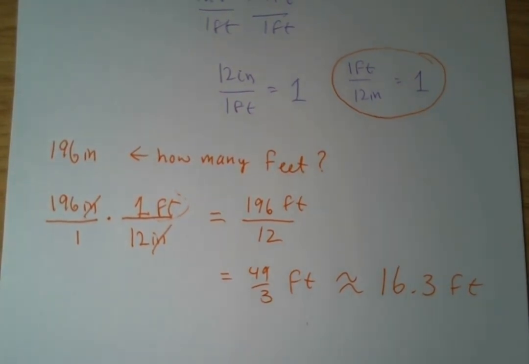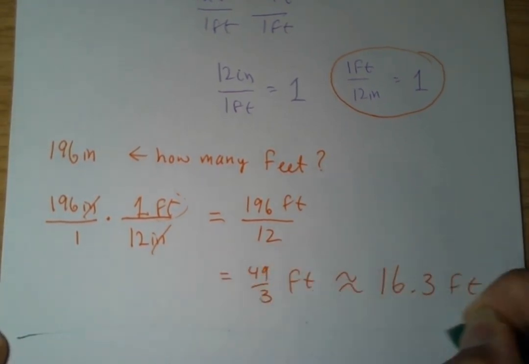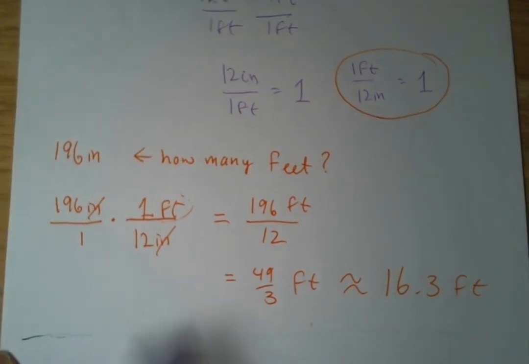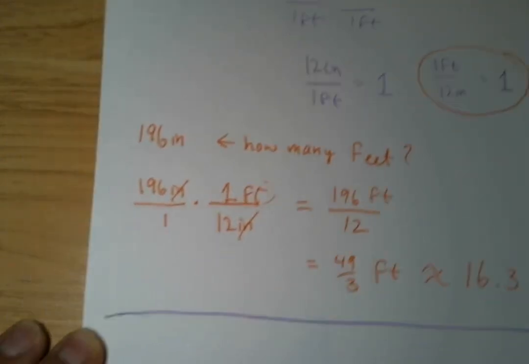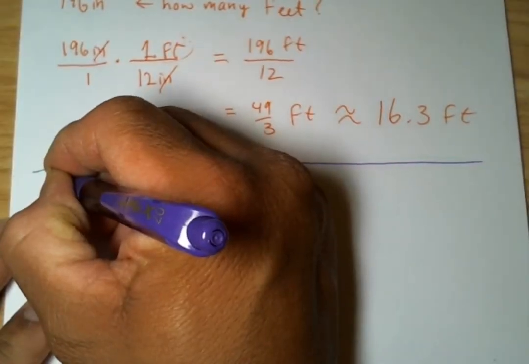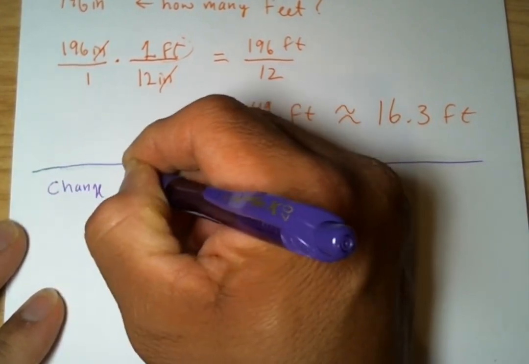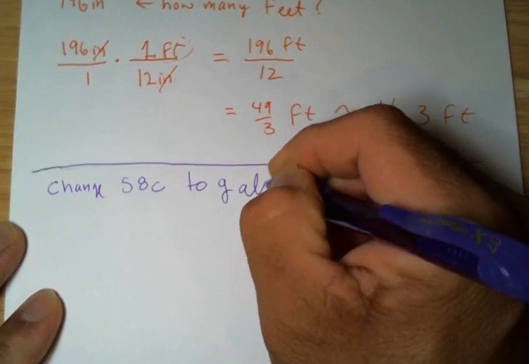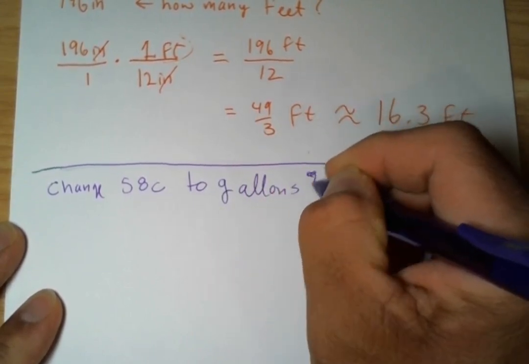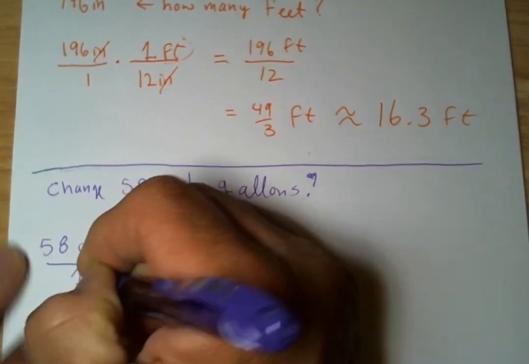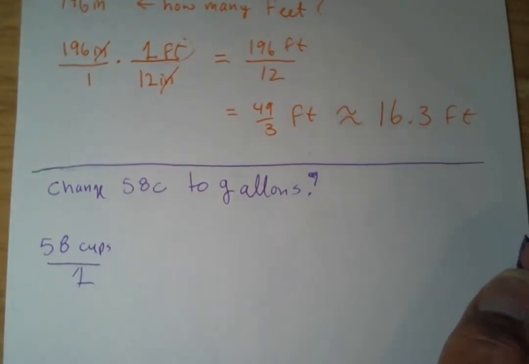All right, let's do one more here. Let's look at a different quantity. Let's say I want to change 58 cups to gallons. So again, we'll start here, 58 cups. And I'll look for a conversion factor.